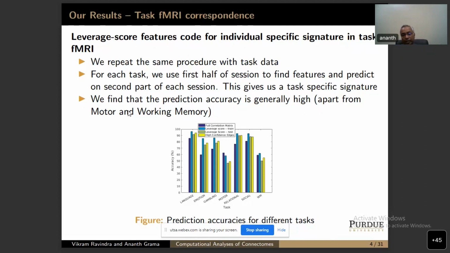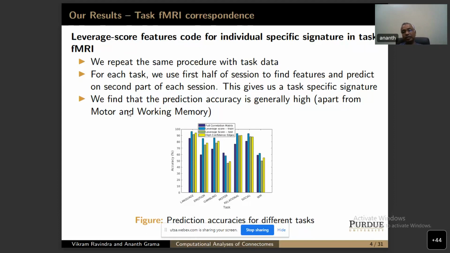So continuing, the next question you ask yourself is that if we uniquely identify ourselves in terms of our resting state fMRIs, can we also identify signatures for tasks? In other words, if I'm doing language processing or emotion processing or gambling, are there unique parts of our brain that light up together? So we can do exactly the same procedure. Instead of doing day 1 and day k, we're actually doing this in terms of tasks. So we do the same procedure in task data. For each task, we use the first half of the session to find features and predict on the second part of each session.